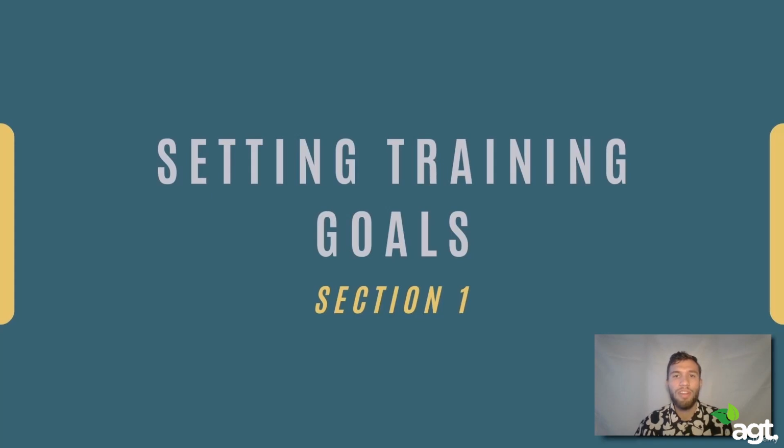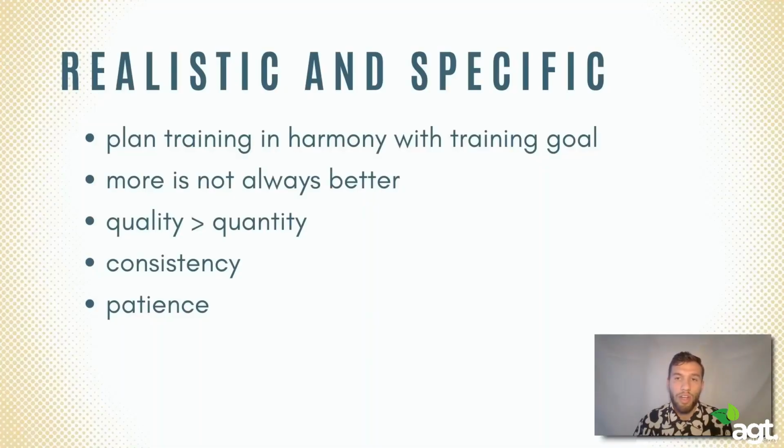I wanted to include this topic in section 1 as well, about setting training goals. Now, when we are training, we always need to have a goal that we can build our training program and our workouts around. It's important that our training goals are realistic. So can we even theoretically achieve them, and that they're specific? So saying, I want to jump higher is not a very specific training goal. You should rather say, I want to be able to dunk, or I want to be able to touch the rim when you're a basketball player.